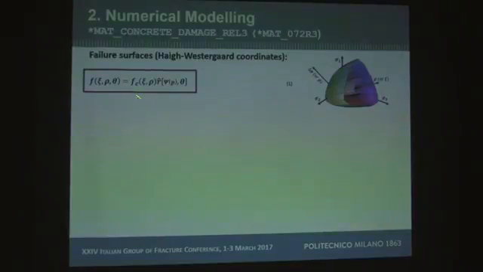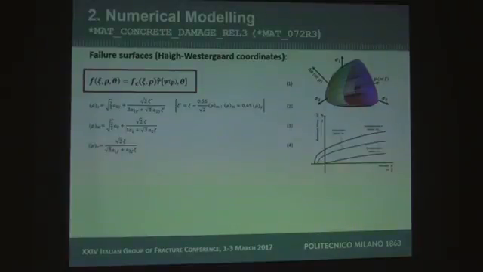The failure surfaces consist of the multiplication of failure surfaces in the compressive meridian multiplied by a function that represents the Lode angle.